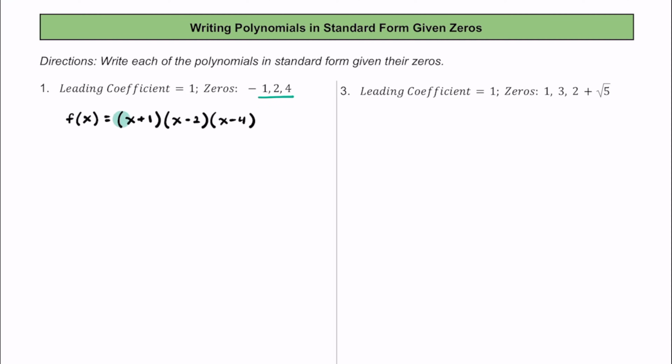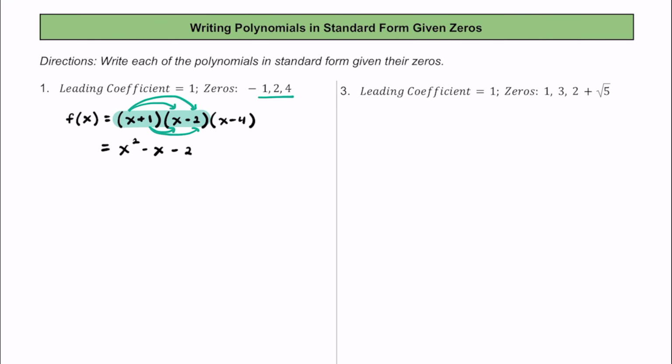Let's rearrange it a little bit so we can write it in standard form as well. It doesn't matter which two of these binomials you start with, let's just start multiplying out so that we can turn it into standard form. I'm just going to start with these first two. If we distribute here, x times x is x squared. Then x times negative 2 is negative 2x. And then 1 times x is x. So negative 2x plus x is negative x, or negative 1x. And then finally, this positive 1 times negative 2 is going to be a negative 2.